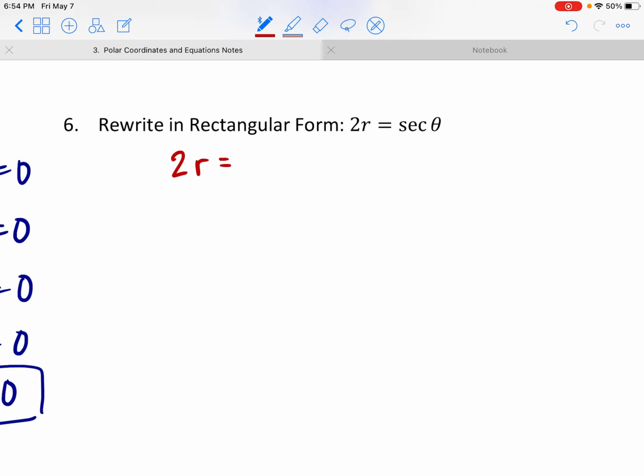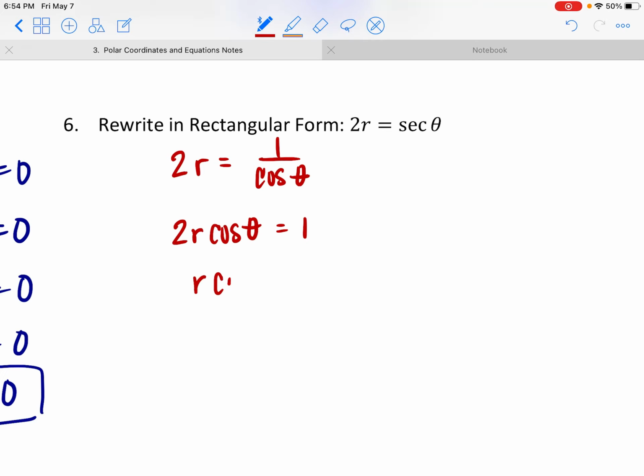secant is the reciprocal of cosine, so I could call this 1 over the cosine of theta. And then if I wanted to, I could multiply both sides by cosine to get rid of that fraction. So I could say 2r times the cosine of theta is equal to 1. And then I could get rid of the 2 that's on this side by dividing it over.